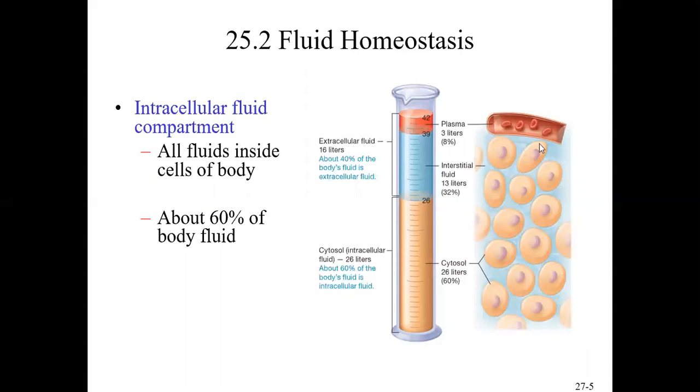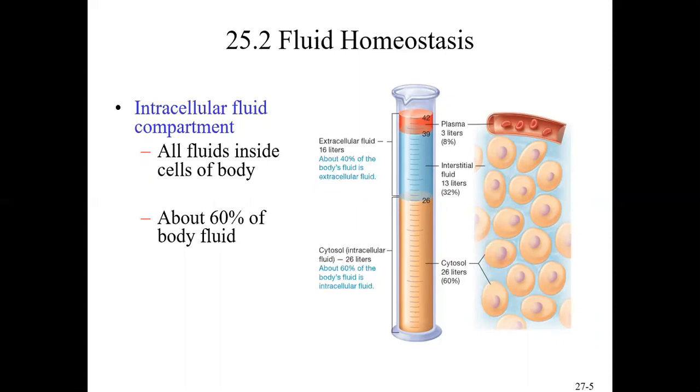They kind of show you some cells over here. They have cytosol. That's the fluid portion of the cytoplasm on the inside of a cell. They estimate that in the body you would have about 60%, or roughly 26 liters, of fluid that is inside of your cells, which is a lot of fluid inside of your cells.